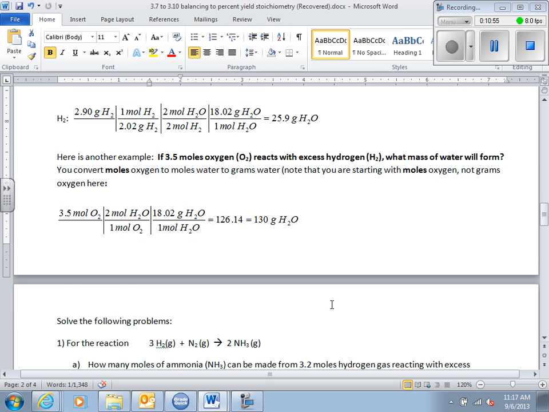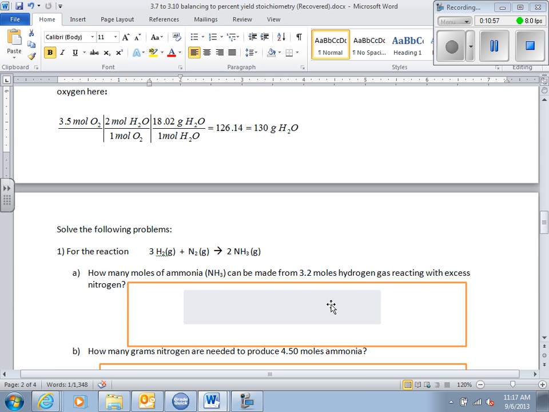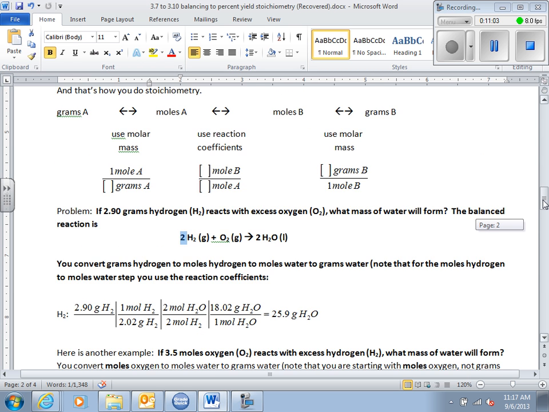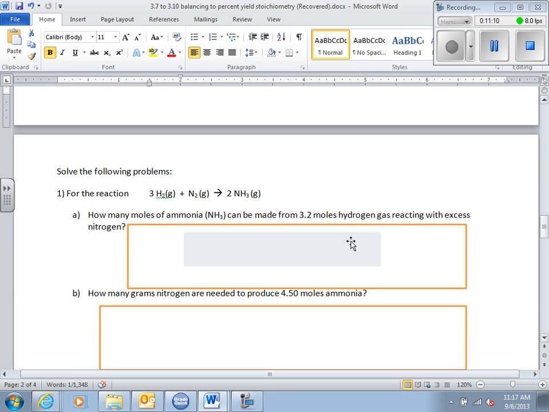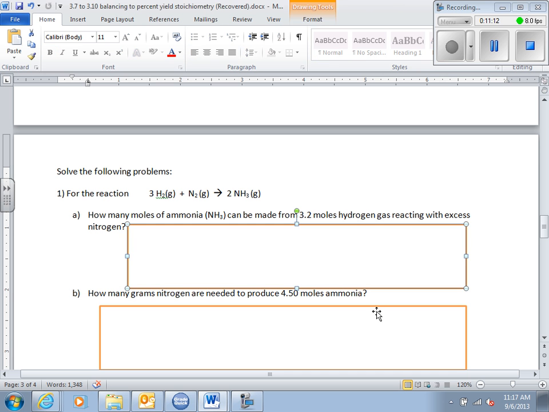Try these on your own. The solution is going to appear in a moment. So we're looking for moles of ammonia. We're starting with moles of hydrogen. This is easy. We're starting with moles, so it's just moles to moles. Use the reaction coefficients. You can pause and do this on your own, but here's your solution.